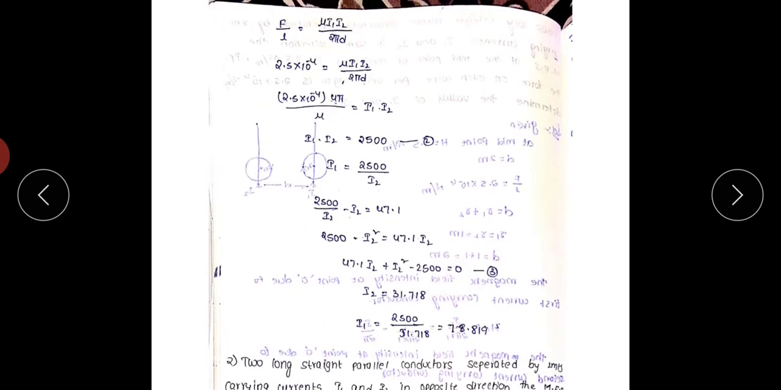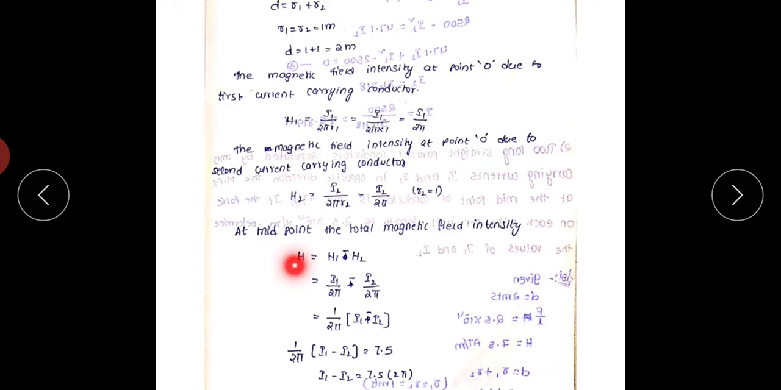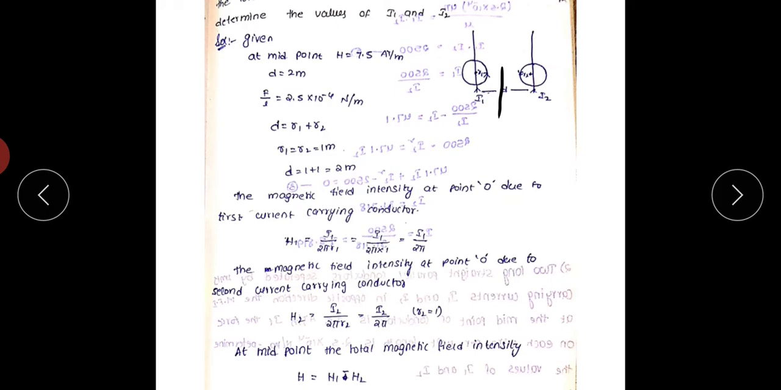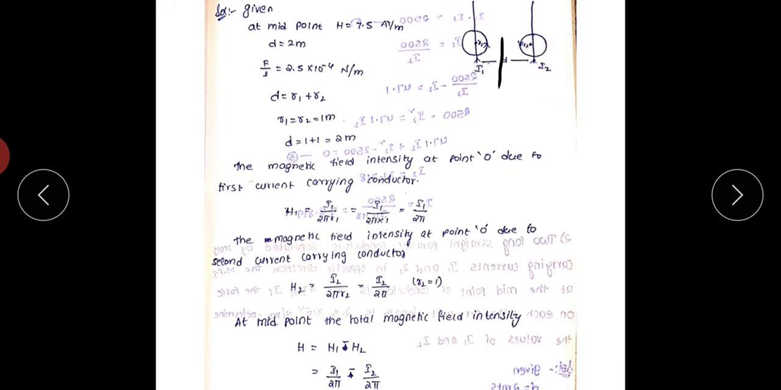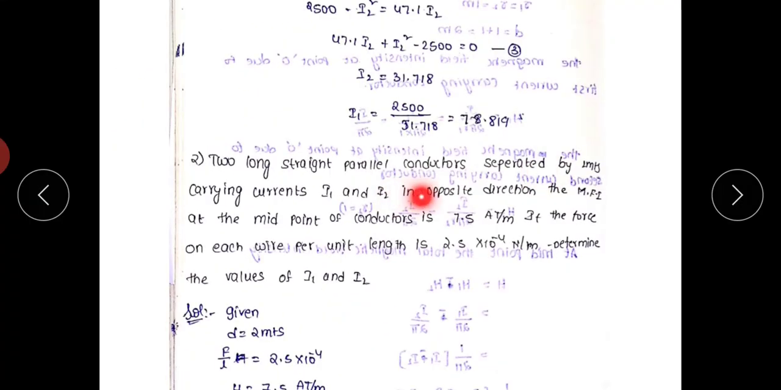Here everything is the same. The main difference is the resultant magnetic field intensity. In the previous case the current direction was the same, so between the conductors the magnetic fields were in opposite directions, and H equals H1 minus H2. Here the current directions are opposite. Based on this direction, find the magnetic field between the conductors and find the resultant magnetic field intensity. Finally, find the I1 and I2 values.